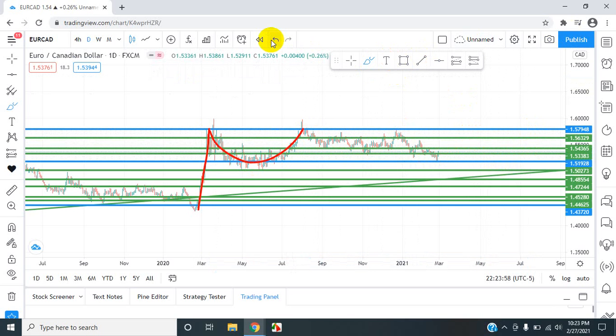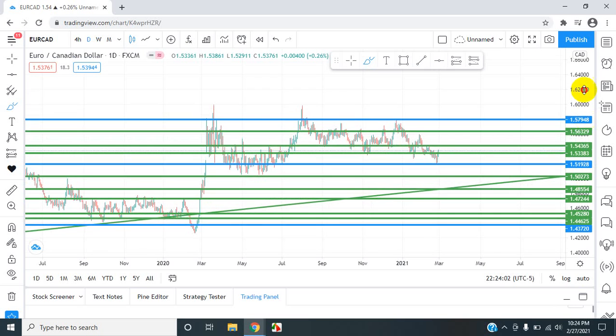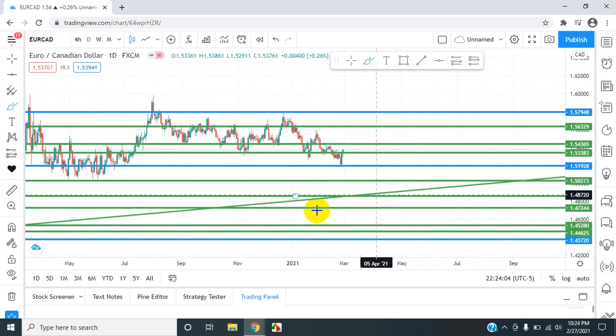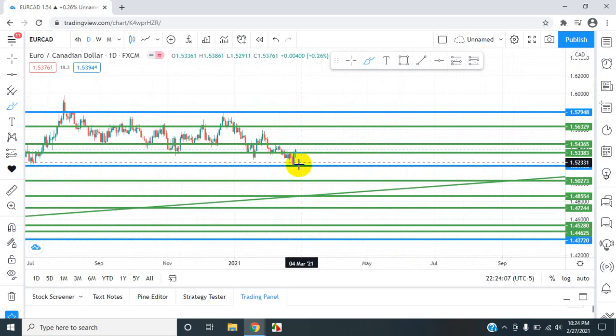So I'm going to clear these red lines off, and we're going to go. So we know it's an uptrend, so we're looking for buys. So we're looking for the market to head back up to the top here.